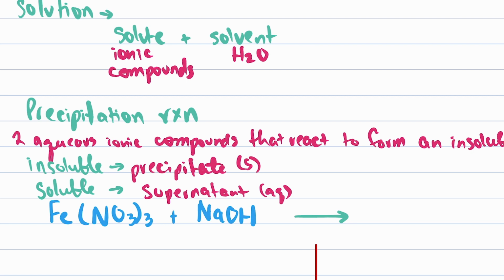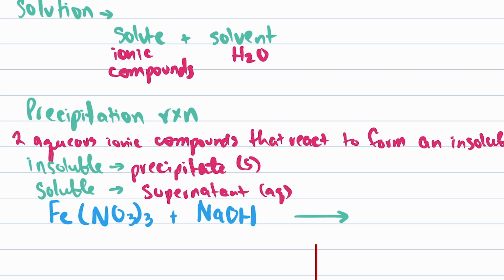No precipitation reaction, specifically. Because in a precipitation reaction, we have two aqueous ionic compounds that react to form an insoluble product, aka a solid. So if we don't see a solid forming, then no precipitation reaction occurs. This is something that you're going to be able to double check when you're doing your experiment.